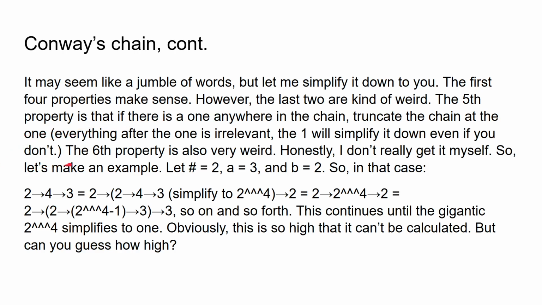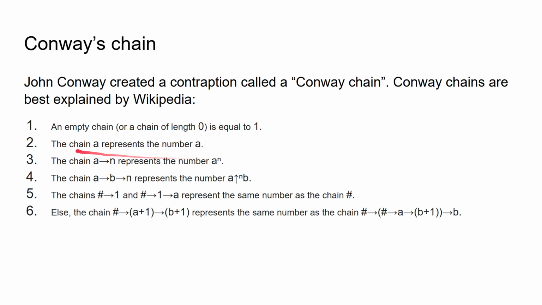First four properties, they obviously make sense. Empty chain is equal to 1. Chain A represents the number A because there's no chain after it. Chain A N represents the number A to the nth. Chain A B N represents A to the hyperoperator of B.